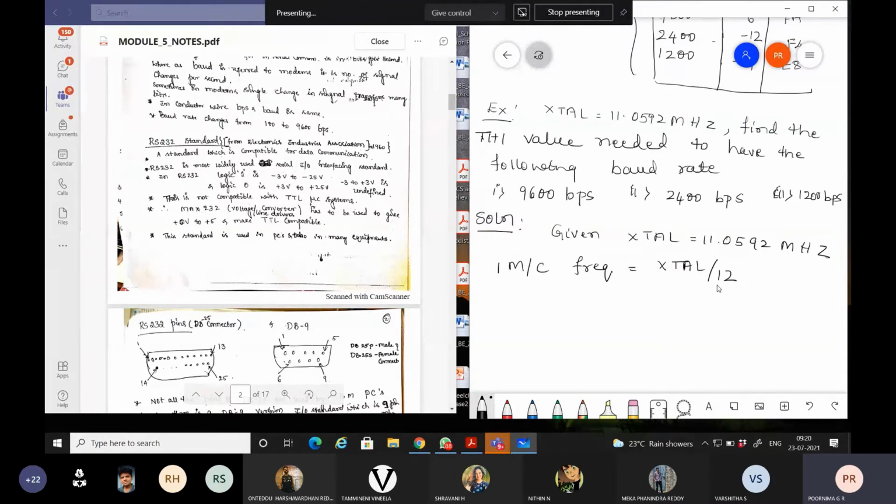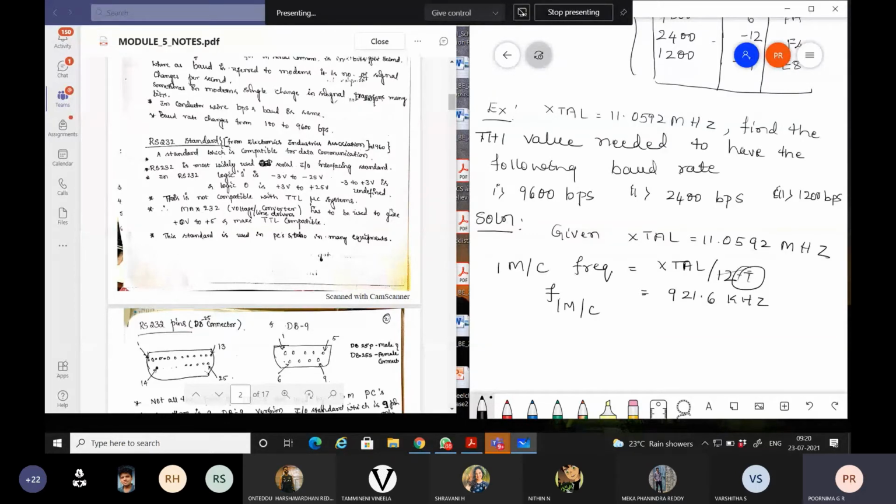So this 12 is one machine cycle, which will have 12 T states. Therefore, we divide the crystal frequency by 12. The frequency you will get is 921.6 kilohertz for one machine cycle. Now, with respect to this machine cycle, we have to compute the UART frequency.